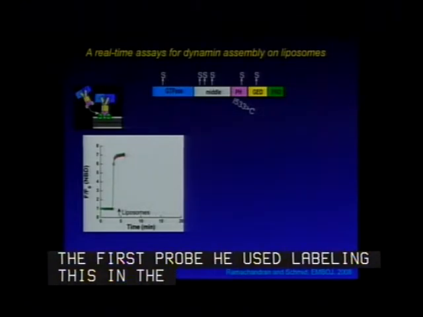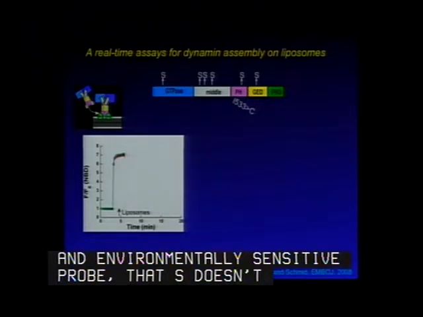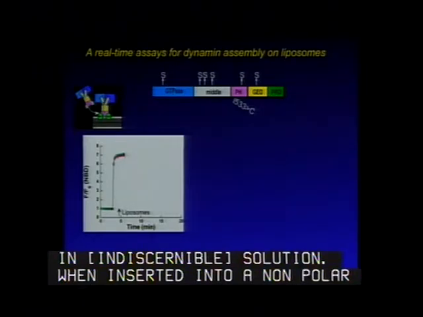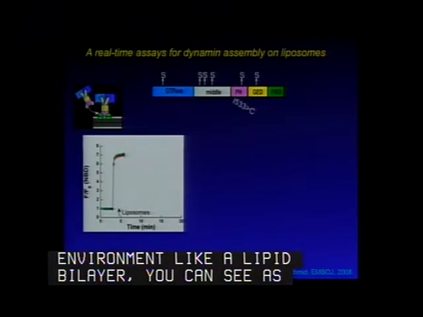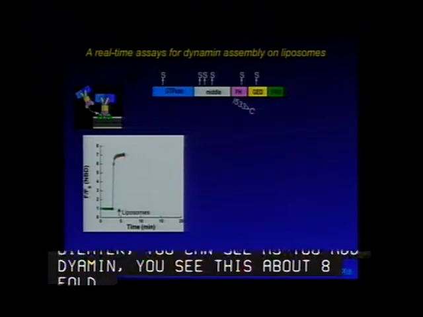NBD is an environmentally sensitive probe. That is, it doesn't fluoresce in aqueous solution, but when inserted into a nonpolar environment like the lipid bilayer, you can see, as you add this fluorescently labeled dynamin to liposomes, about a 7-8-fold increase in fluorescence intensity.